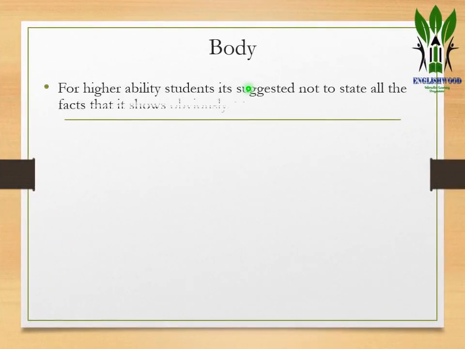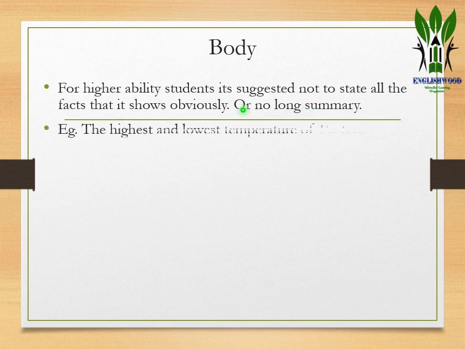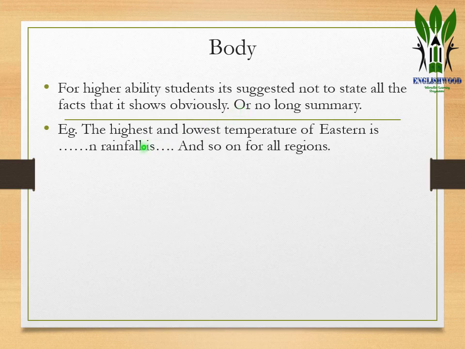Okay, for higher level students, it is suggested not to state all the facts that show obviously. Don't write a long summary. For example, the highest and lowest temperature of eastern is this and this, and rainfall is this, and western has this and that temperature. Not necessarily write all this long summary. You can make it very short.